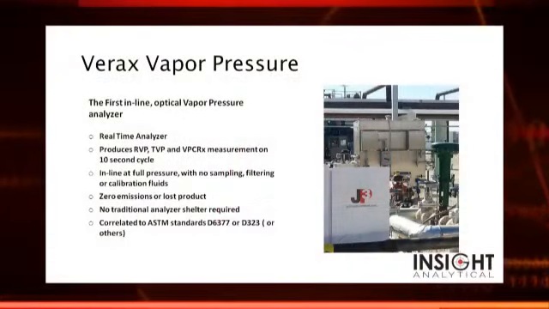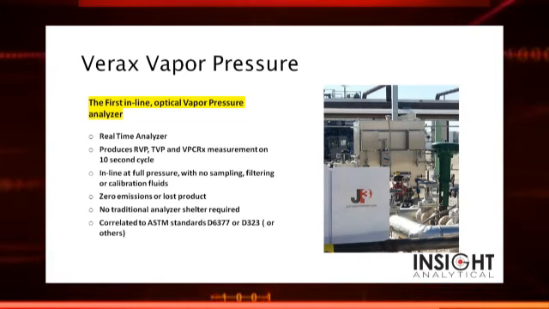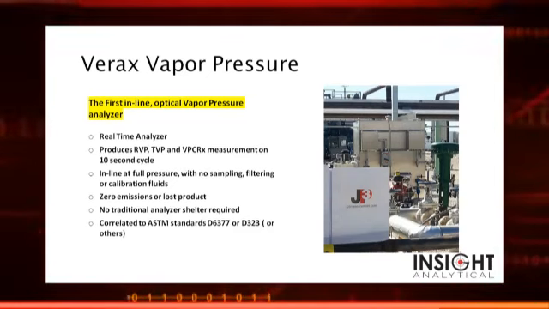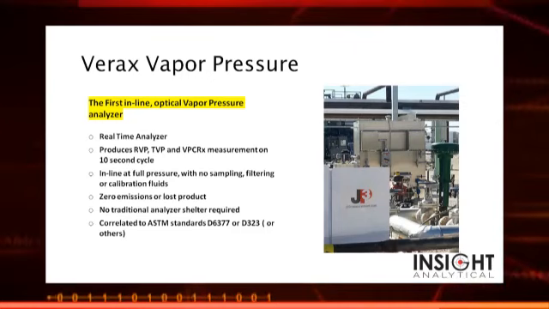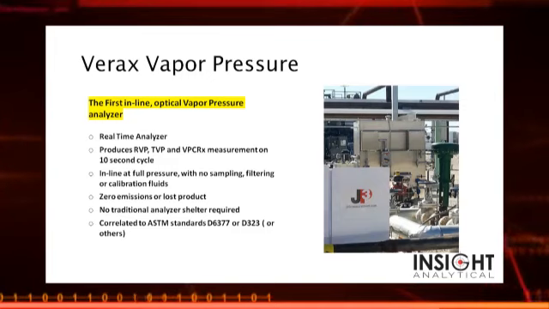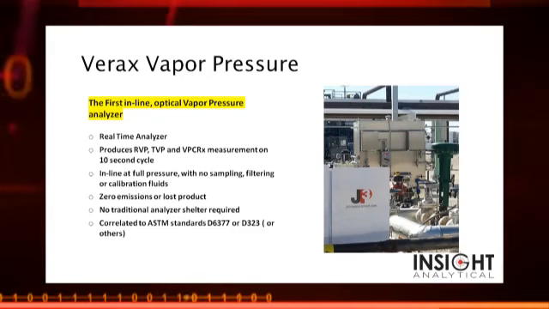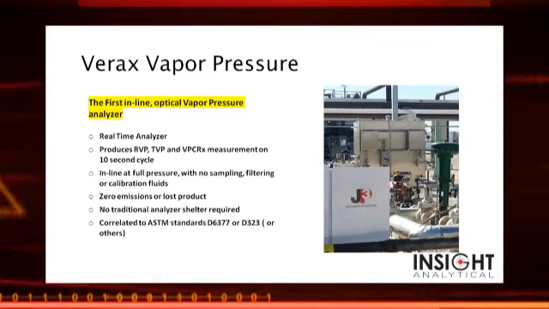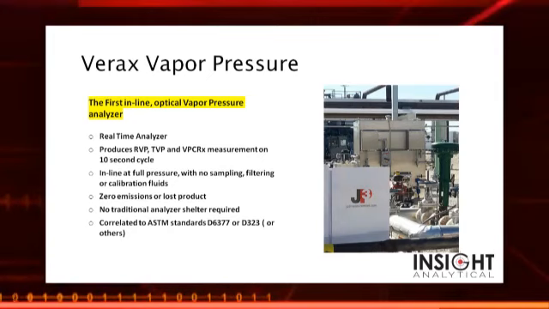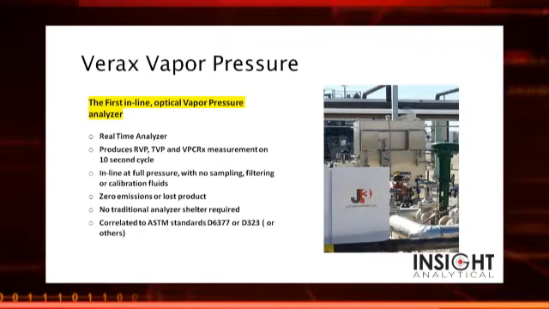And so we've installed really the first inline optical vapor pressure analyzers that give vapor pressure results in real time. We get a new vapor pressure number update every 10 seconds. So if you're doing a blending operation, you've got real-time control of your blending to know, am I making a product that's on spec or not? We're doing it inline at full pressure with no sampling, no filtering, no calibration fluids. We're able to do this with zero emissions, zero lost products, zero requirements for recovery tanks, and we can just mount it into any building that you have available and correlate this back to whatever standard you want.